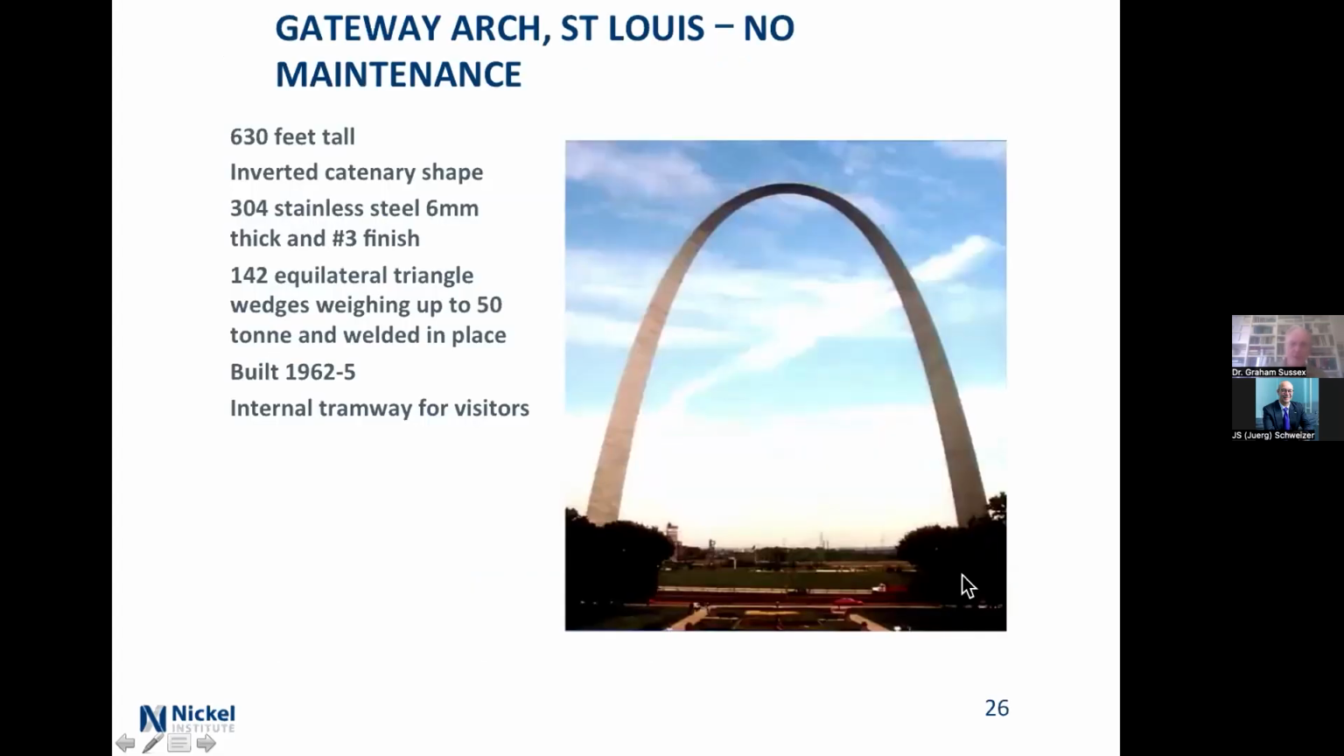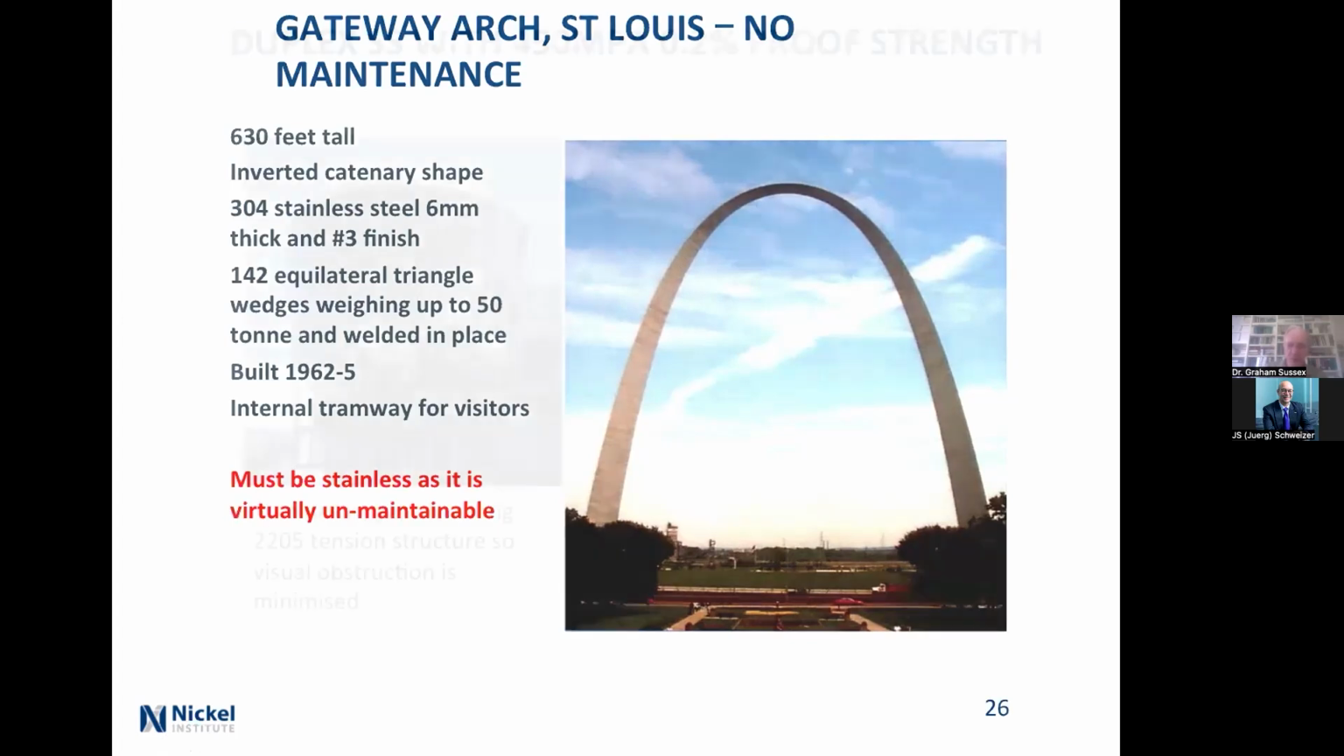This is a tower that was built in the 60s, was it? 62 to 65 in St. Louis. And look at the thing. There's no way anyone can maintain it. So it had to be made out of stainless steel rather than painted carbon steel. There's a little tramway inside it and little hatches up there. They did a survey of it about 10 years ago, I suppose. And it's got a little bit of corrosion, but most of the problems that they found were welding defects, and they had to tidy them up. Yes, unmaintained.